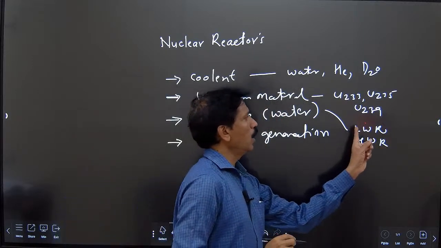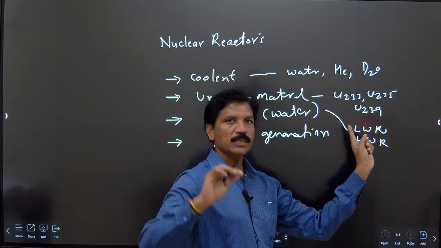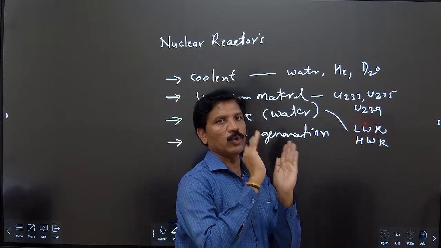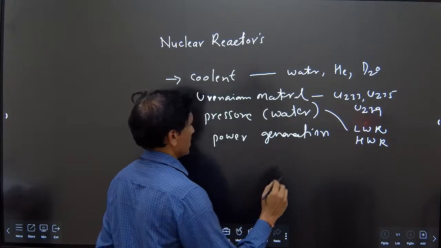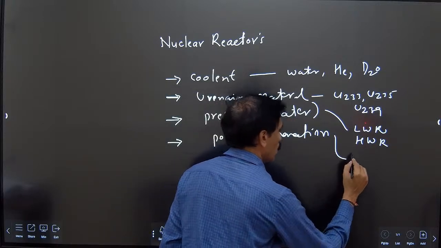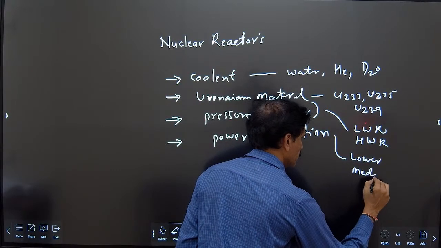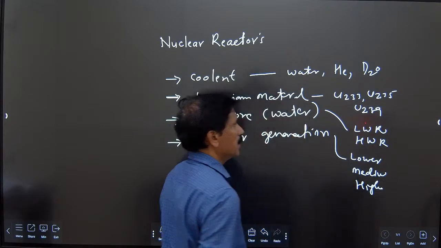So, low water in the sense less quantity and heavy quantity. So, less quantity water nuclear reactor and heavy water nuclear reactor, that is the classification. Next, power generation, that is low power, medium power and high power generation. So, these are the three classifications.